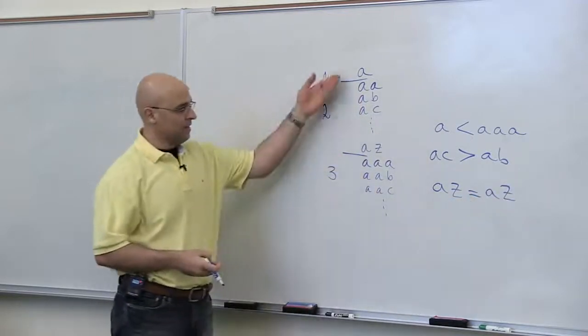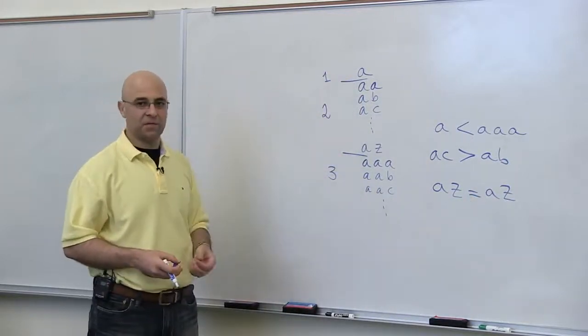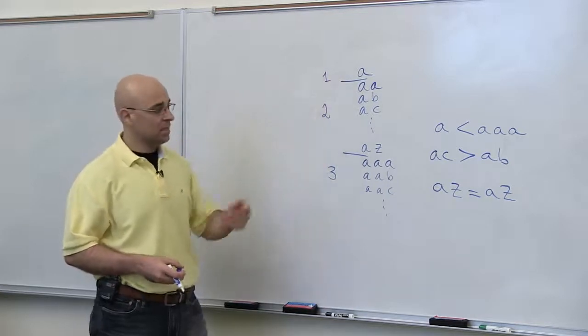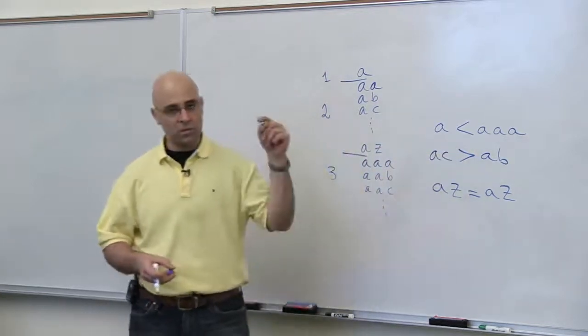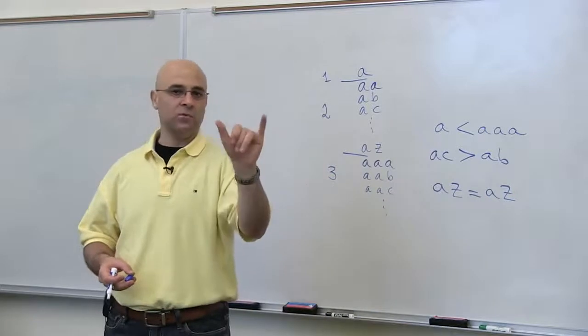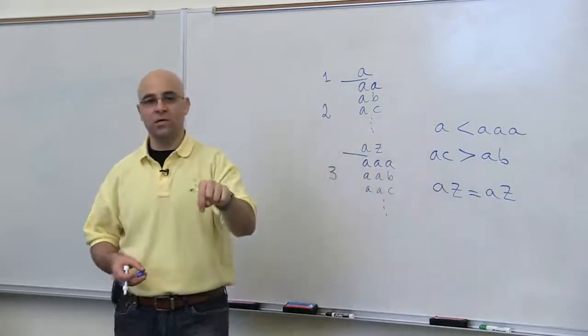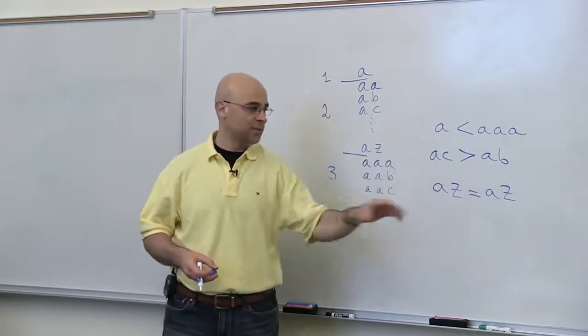So if you give me any string over the English alphabet, for example, I can sort them like this, and for every pair of strings X and Y, I can tell you if X is smaller than Y, if Y is smaller than X, or if X equals Y.